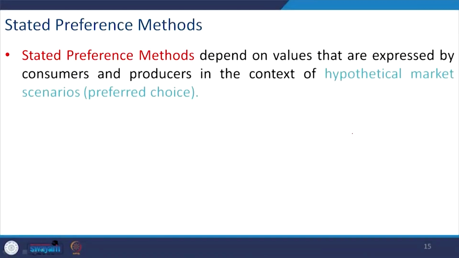As we discussed, under non-market valuation approaches we have two methods. One is the revealed preference method that we have already discussed, and the second is the stated preference method. In the case of the revealed preference method, we have a true, actual market, and values are captured through observation in the actual market. But in the case of the stated preference method, no such markets are available, so we try to create hypothetical market scenarios for these non-market goods and services.